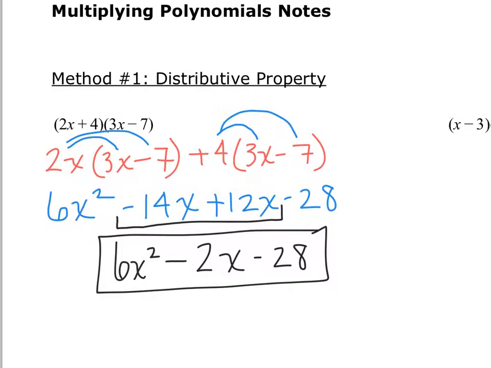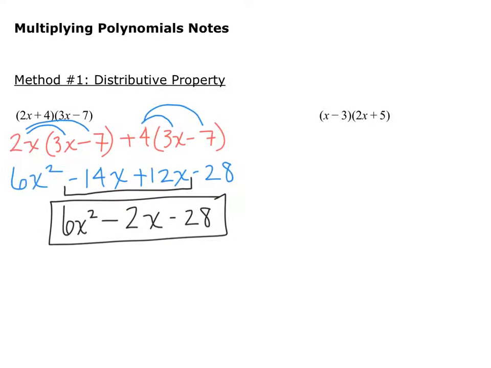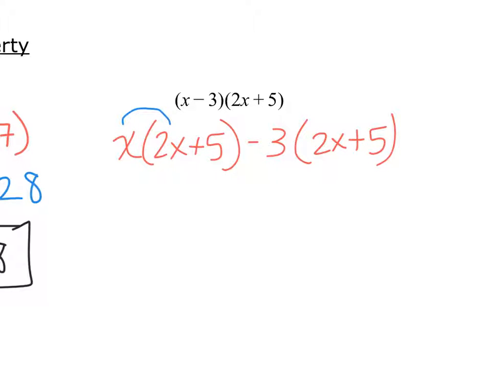Okay. So I want you guys to try this one. I'm going to zoom out so that you can see everything. I want you to multiply x minus 3 times 2x plus 5 using the same method we just did. All right. So we set it up. We're going to multiply x times 2x. So that coefficient of my first monomial there is 1. So 1 times 2 is 2. And x times x is x squared. Perfect. And x times 5 is 5x.